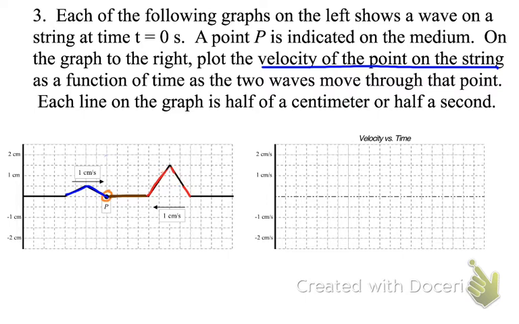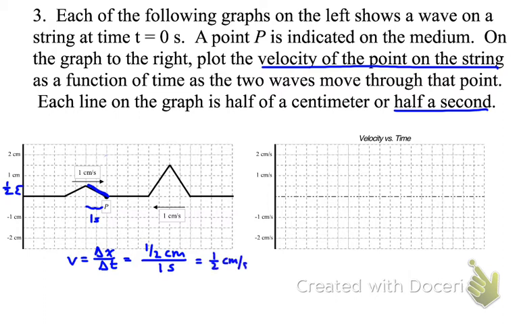I'm just going to erase some stuff. Okay, so notice that this part of the blue wave is going to cause the string to move up 0.5 centimeter. That distance right there is going to be 0.5 centimeter in a time of 1 second. So that's 2 boxes, and since it tells us each line is 0.5 second, 2 lines would be 1 second. And so velocity is displacement over time: if it moves up 0.5 centimeter in 1 second, then that gives us a velocity of 1/2 centimeter per second.